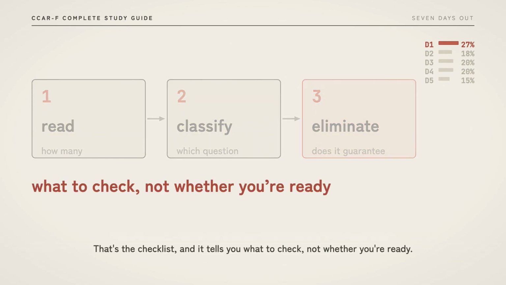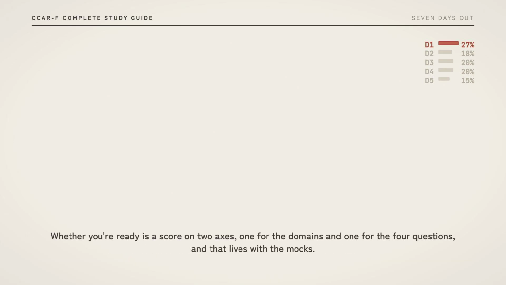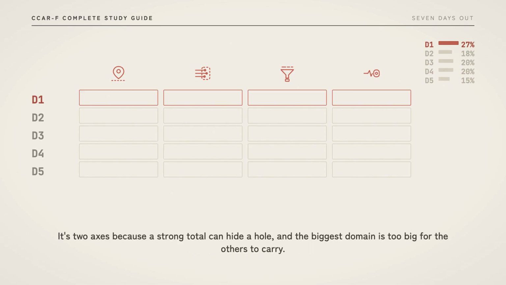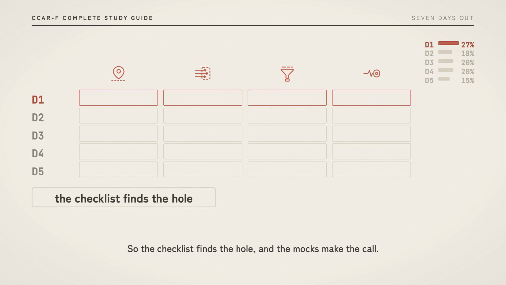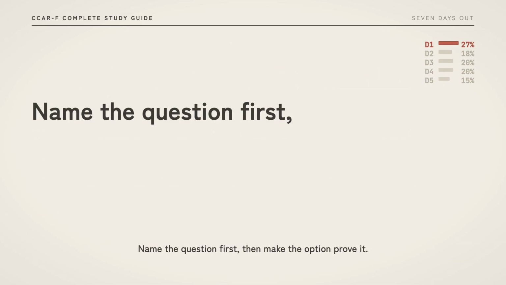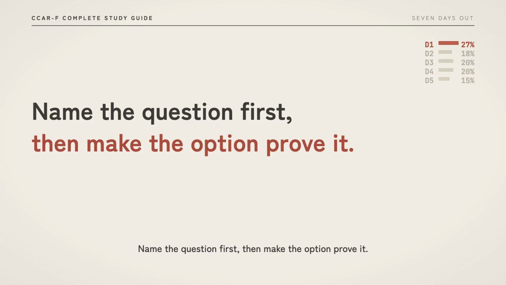That's the checklist, and it tells you what to check, not whether you are ready. Whether you are ready is a score on 2 axes, one for the domains and one for the 4 questions, and that lives with the mocks. It's 2 axes because a strong total can hide a hole and the biggest domain is too big for the others to carry. So the checklist finds the hole and the mocks make the call. Any heading that pulls up nothing is your last hole. Name the question first, then make the option prove it.